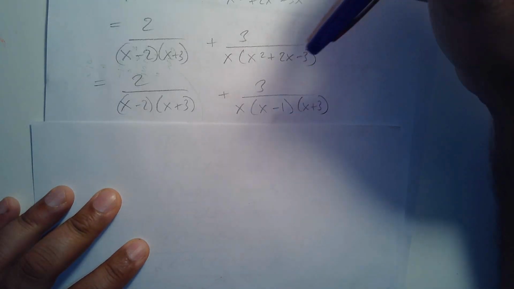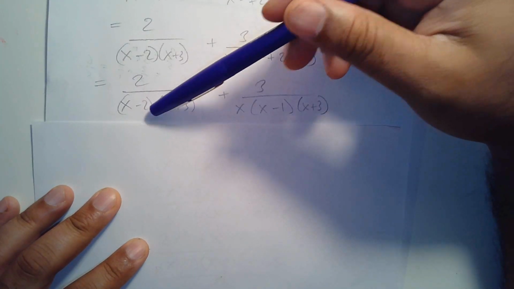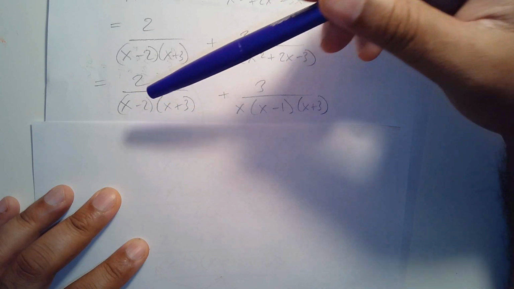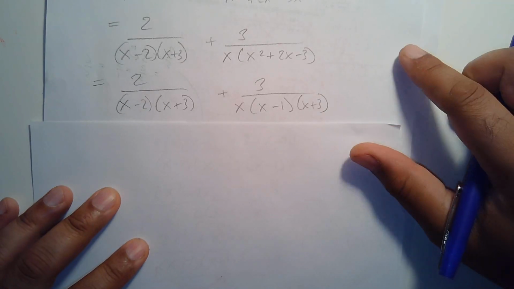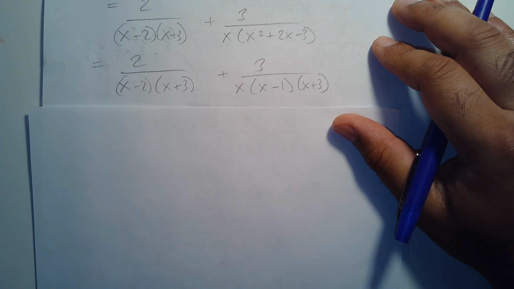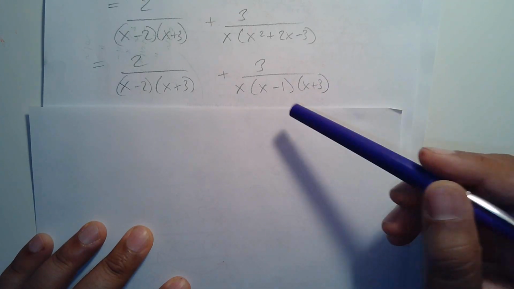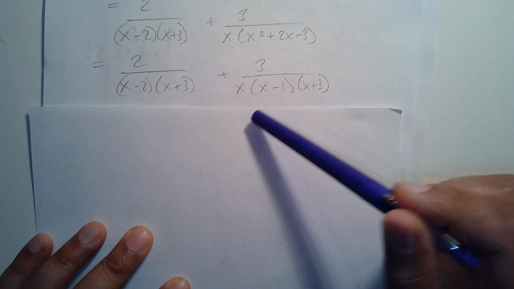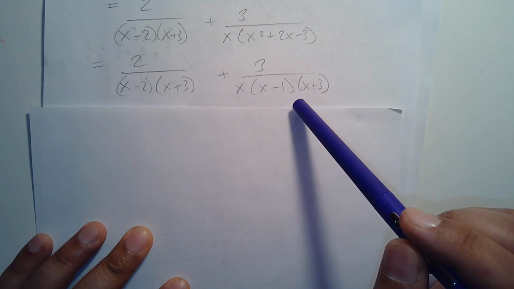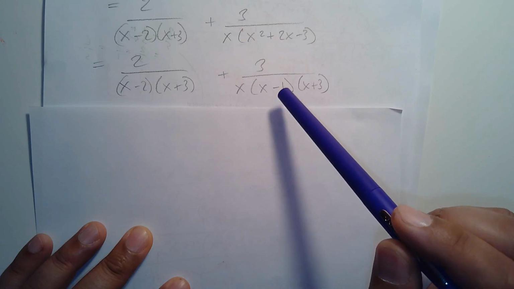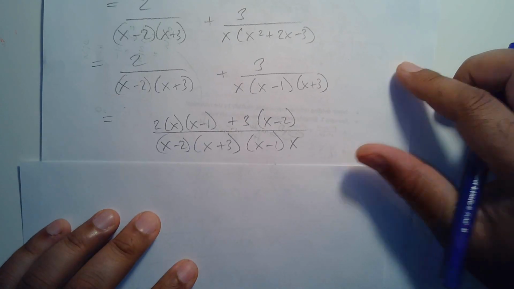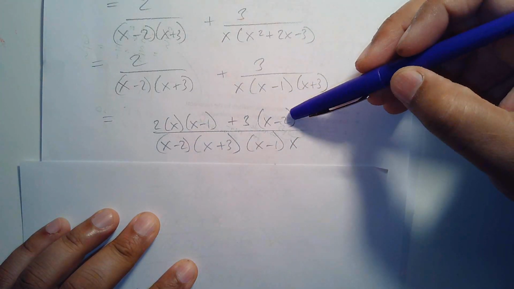Now, as far as the sequence goes, it doesn't matter if you put x minus 2 and then x plus 3, or x plus 3 and then x minus 2. The order makes no difference. Looking at this, they both have the x plus 3. This one's missing the x and the x minus 1, so you have to multiply this one by it. And this one's missing the x minus 2, so you have to multiply this one by x minus 2. So there's your x minus 1, and there's your x minus 2.